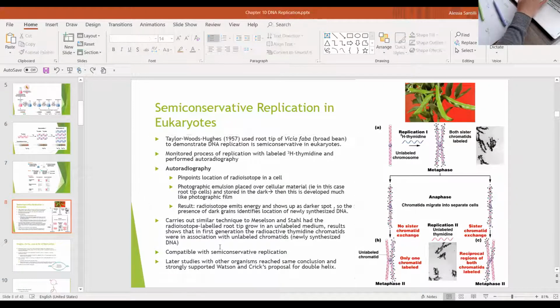And so again, it was compatible with semi-conservative replication. It used a similar technique to Meselson and Stahl: the radioisotope-labeled root tip was grown in an unlabeled medium, and the results showed that in the first generation, the radioactive thymidine chromatids were in association with unlabeled chromatids, as we have here. Again, compatible with semi-conservative replication, and later studies have reached the same conclusion.